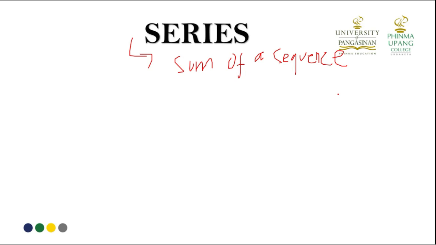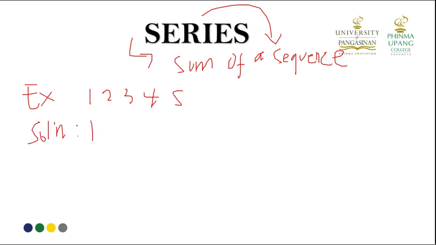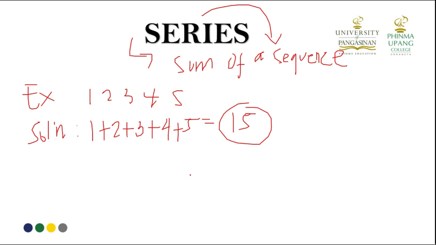Yun po yung sequence, no? Kung titignan mo yung binigay natin na example kanina, which is 3, 5, 7, and 9, pag pinag-add daw natin iyon, ang tawag doon is series. Gets po? Yes po. Okay, for example, give you an example of 1, 2, 3, 4, and 5. And if you're going to get this one using based from the definition na binigay ko, sum of a sequence, the answer here, we have 1 plus 2 plus 3 plus 4 plus 5 is equal to 15. And that is what we call series.